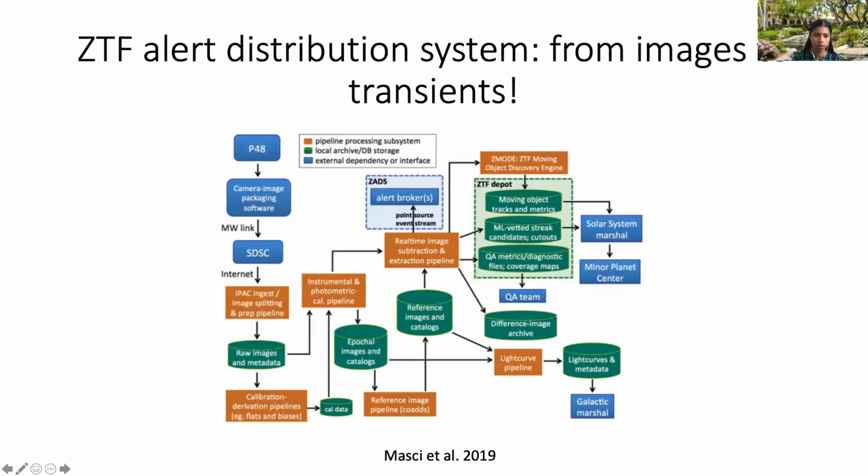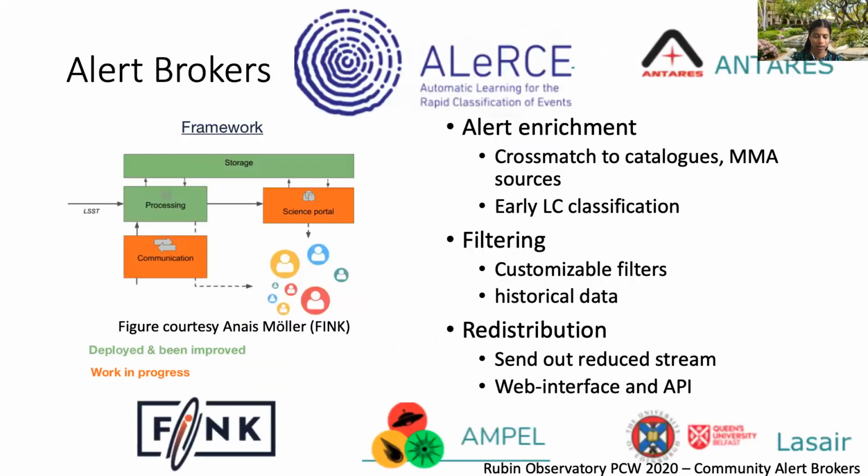Now I'll just talk a little bit about the different alert brokers that go into this pipeline. The main purpose of the alert brokers is to distribute the alerts in a systematic fashion to the rest of the scientific community and to the public. So we have a couple of different examples here: ALeRCE, ANTARES, Lasair, AMPEL, and Fink, as the brokers that are currently being used and that will probably be used in the era of Vera Rubin Observatory.